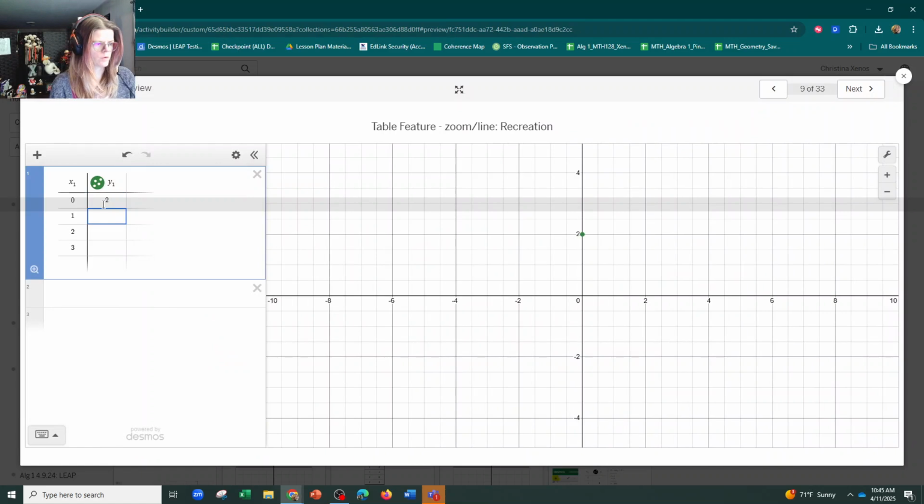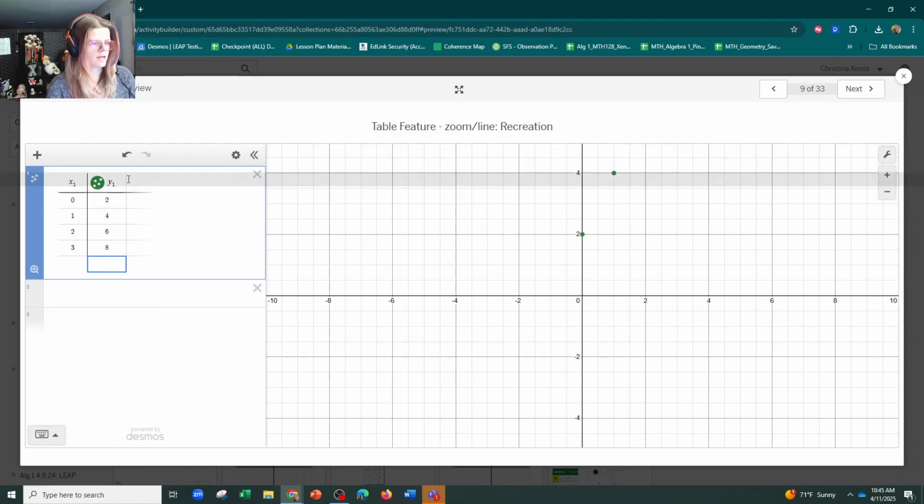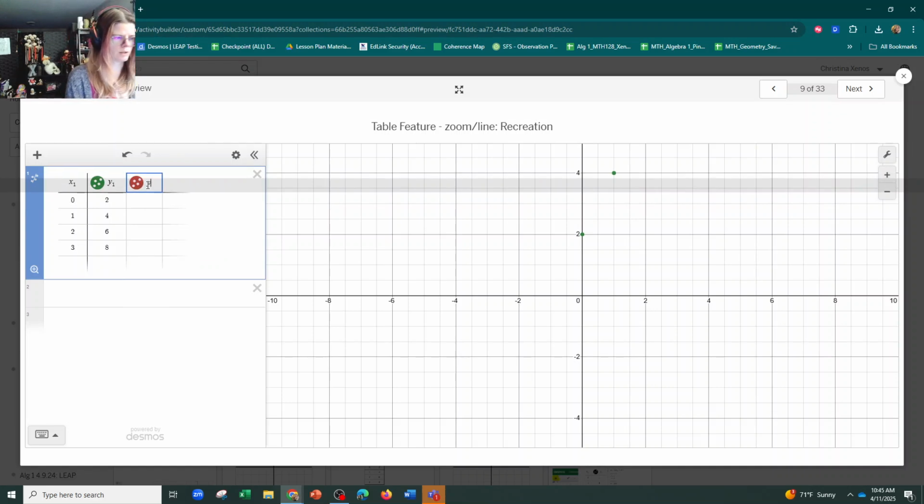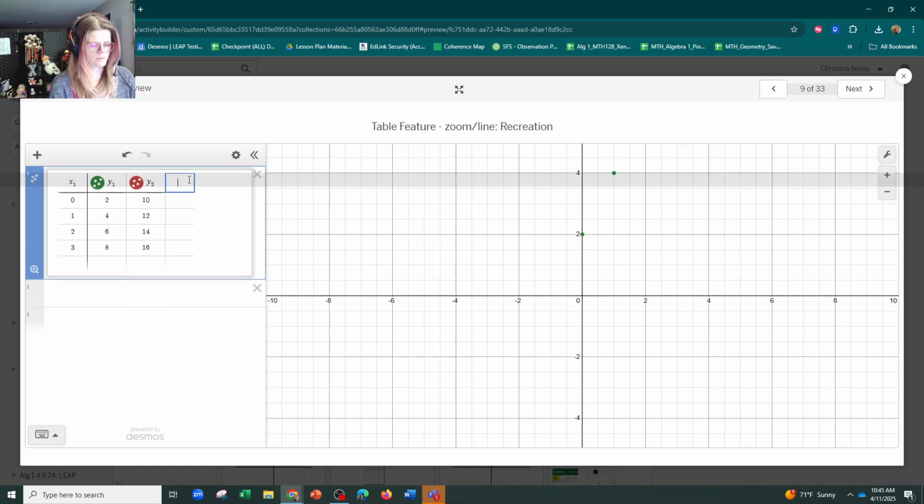2, 4, 6, 8. And you can also add other y values. So we can make a subscript for y2 and then add different numbers. So if you're comparing multiple data sets, you can add multiple columns for your y values, which I think is pretty neat. These subscripts are actually, if you just type y and then the number, it'll automatically subscript it for you, so you don't have to manually put it into subscripts.